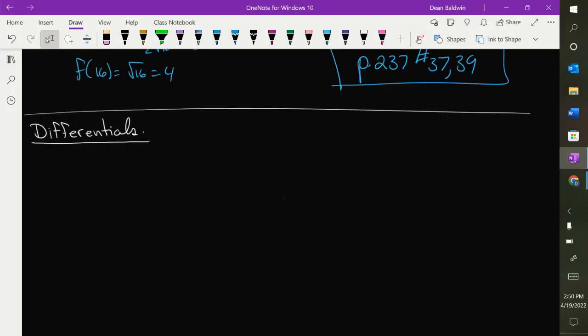Okay, everybody, welcome back to differentials. Differentials are basically the same thing, except we use differentials when we're doing a lot of error measurement in science.